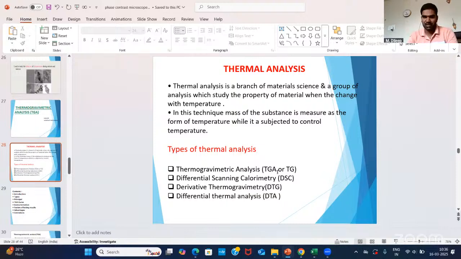The types of thermal analysis are thermogravimetric analysis, that is TGA, differential scanning calorimetry, derivative thermogravimetry, and differential thermal analysis. These are the four techniques. Of these four techniques, we are going to study thermogravimetric analysis and differential scanning calorimetry. These are the two topics we are going to cover today.